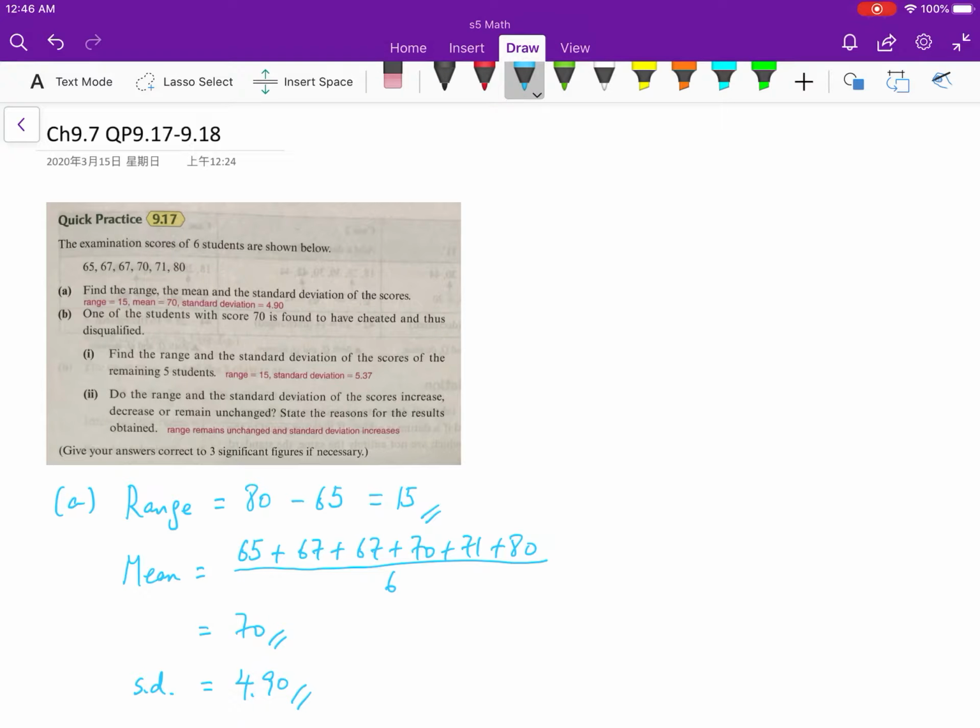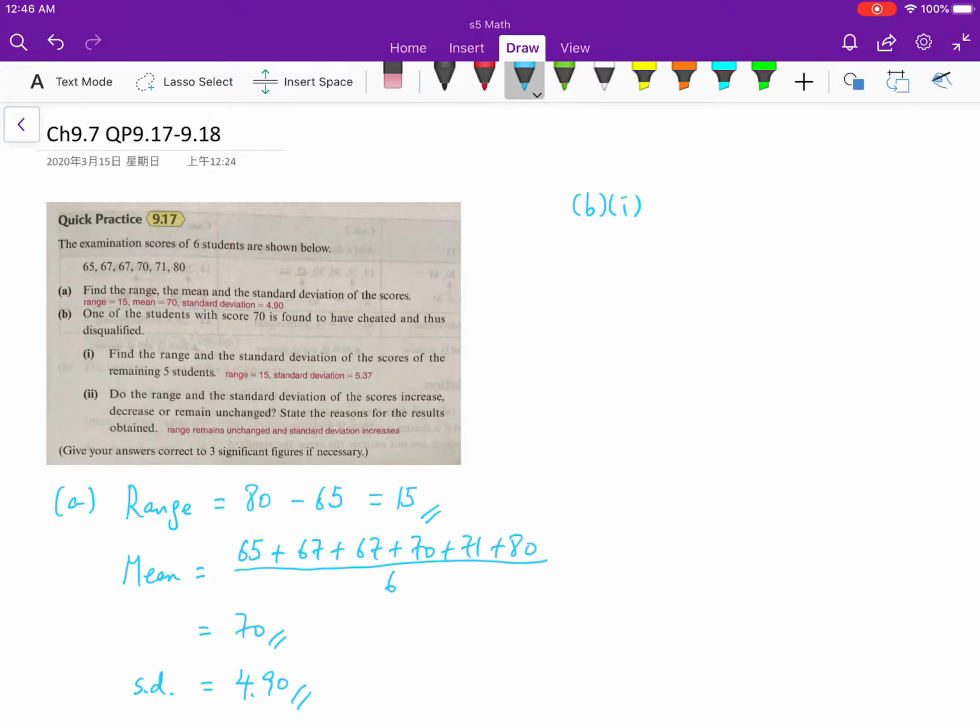And the SD, you can use the calculator. You will get 4.90. Actually, when you find the SD, you can also find the mean by the calculator, right? So you can double check whether the answer is 70, which means what you found before.